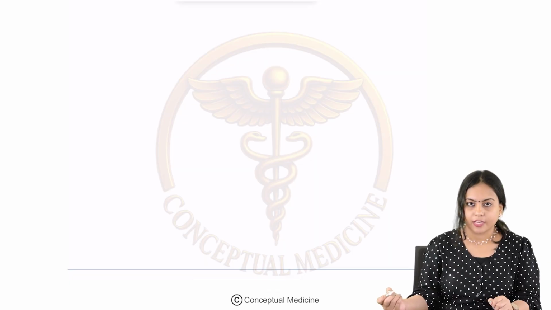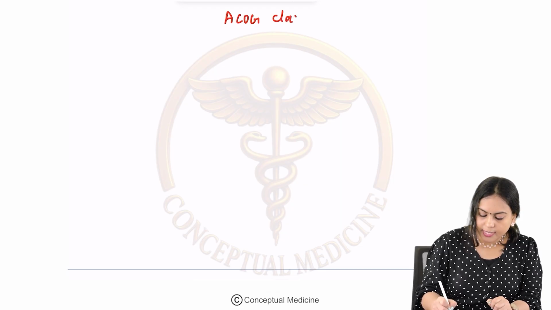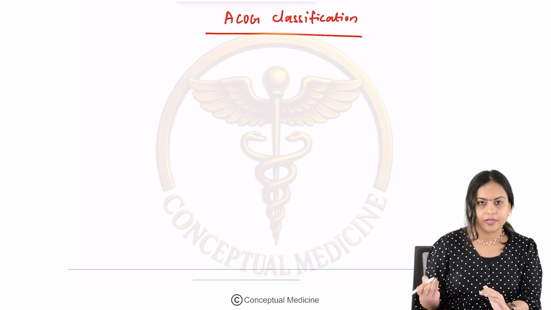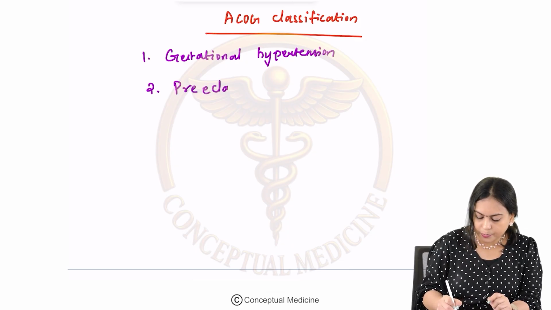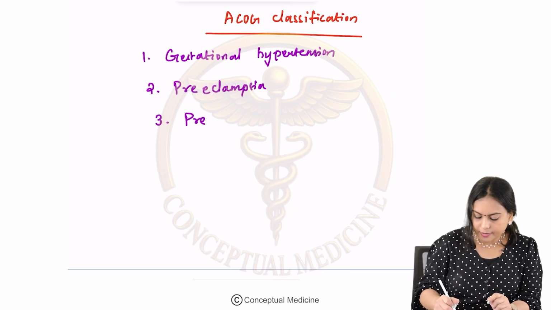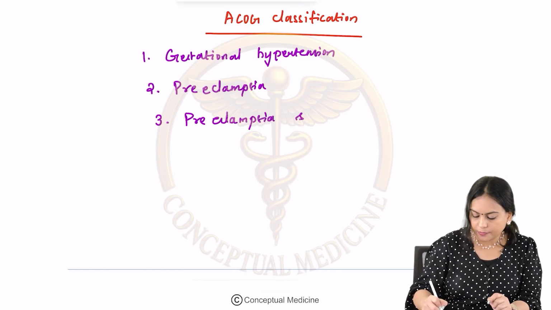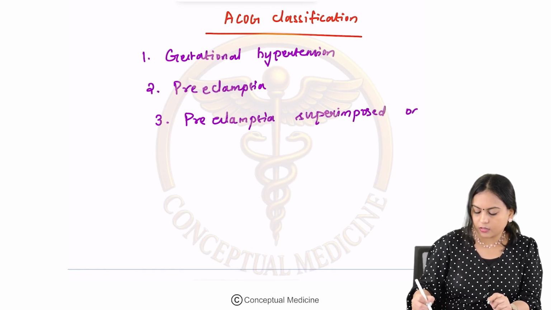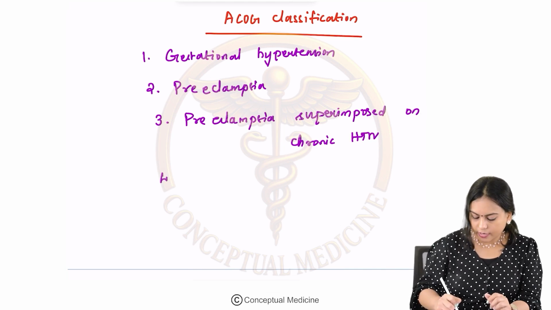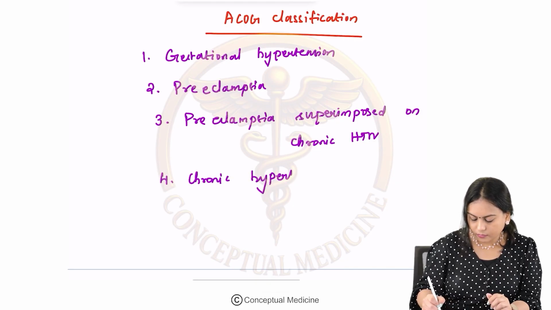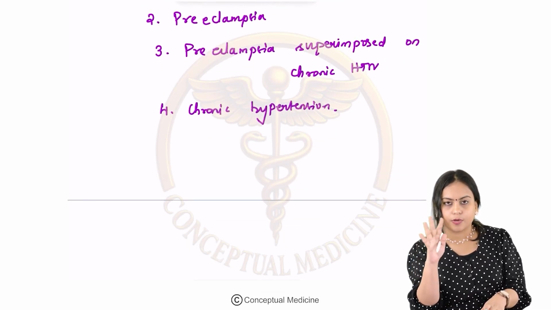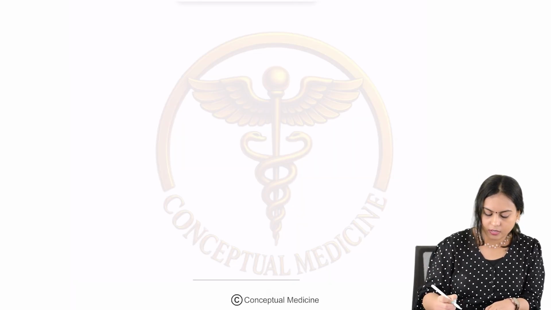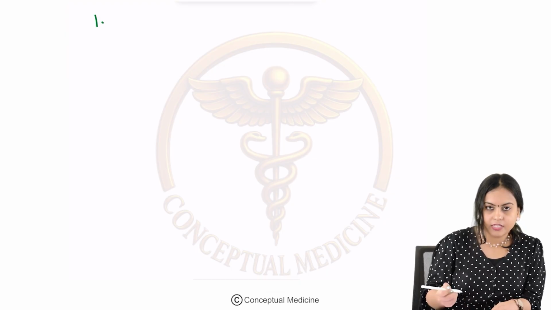Now we will see the ACOG classification of hypertensive disorders in pregnancy. We have 4 categories of hypertensive disorders in pregnancy. First one is gestational hypertension. Second one is preeclampsia. Third category is preeclampsia superimposed on chronic hypertension. And fourth one is chronic hypertension itself. So, these are the 4 categories. We will see gestational hypertension.